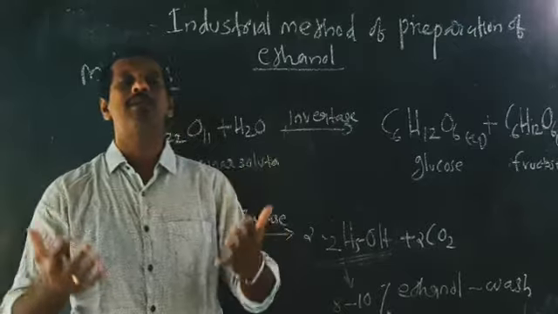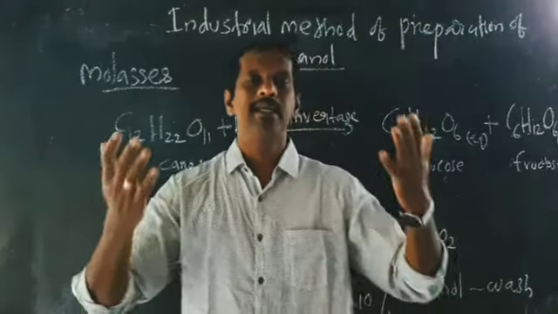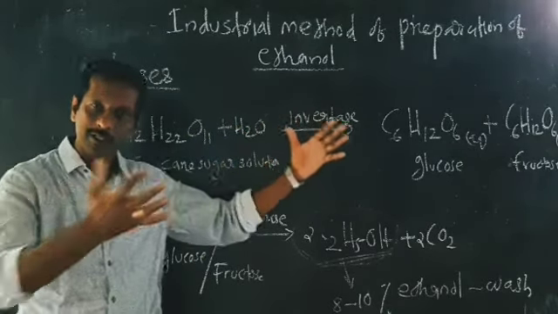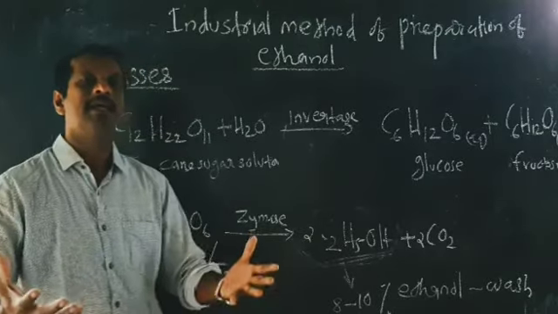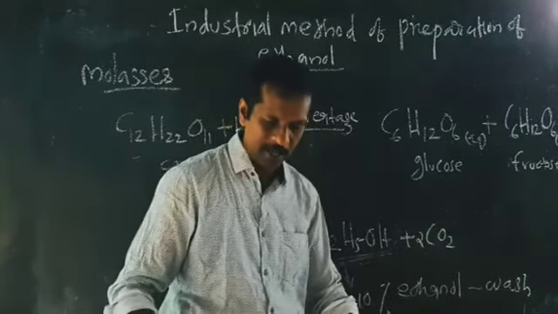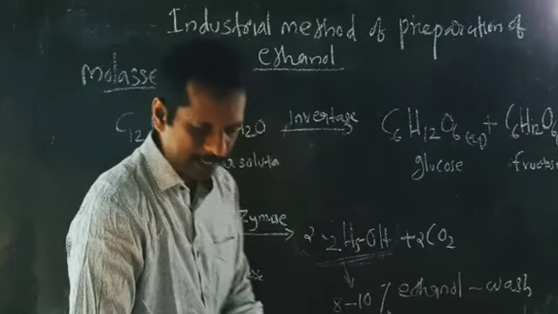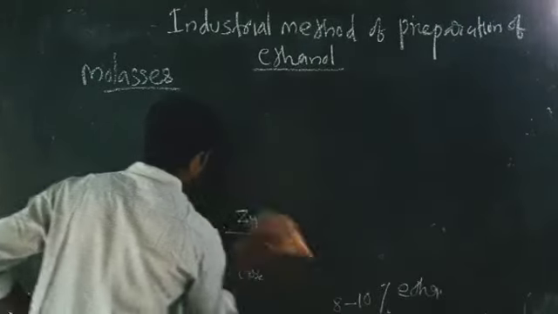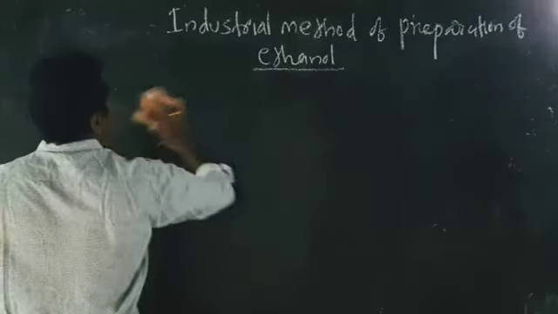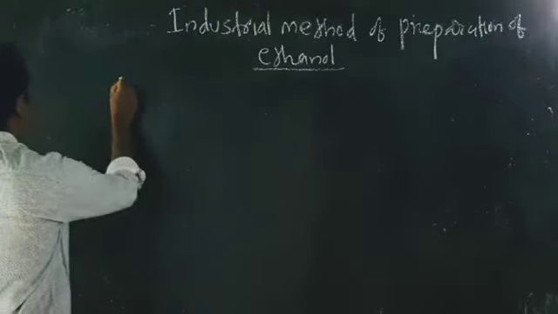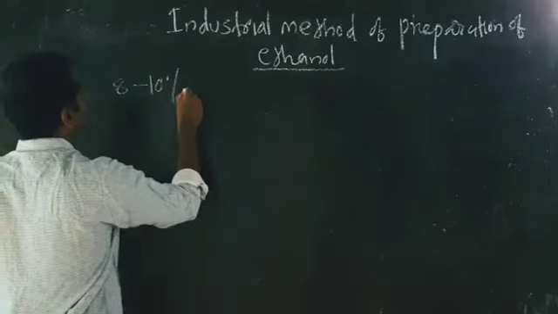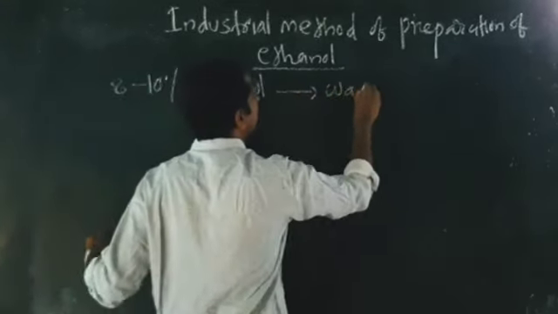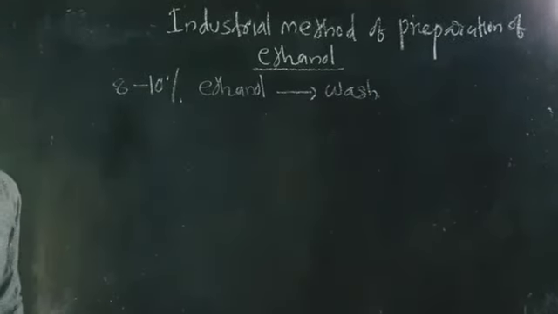So what is wash? 8 to 10% ethanol is known as wash, and it is prepared by the fermentation of molasses. The ethanol we directly get after fermentation is known as wash because it contains only 8 to 10% ethanol solution.